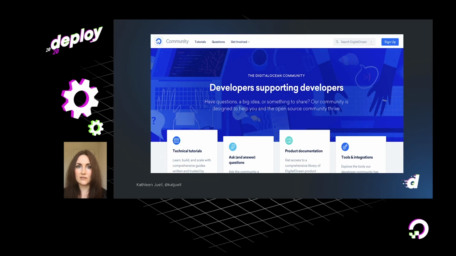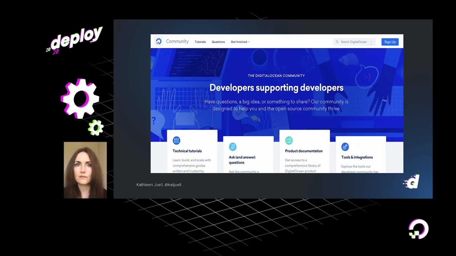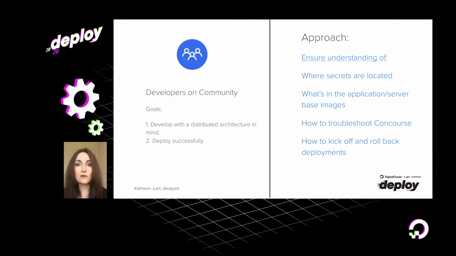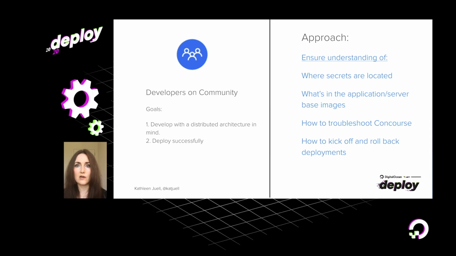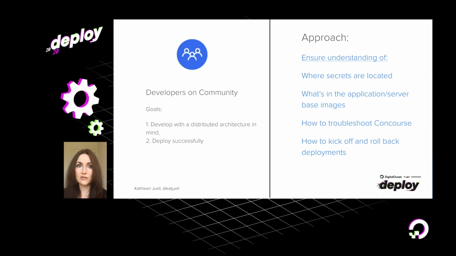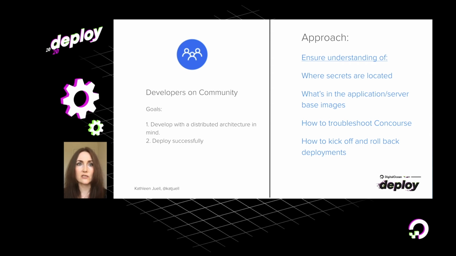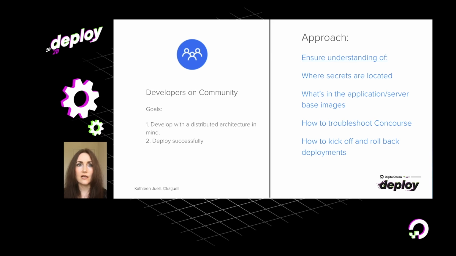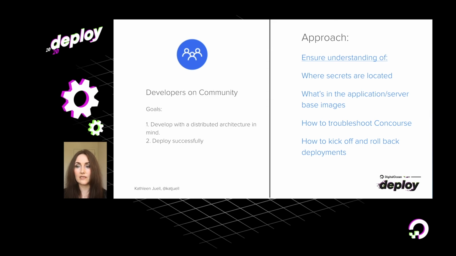Overall, we focused on taking a highly operational approach to information sharing. Some of the topics that we focused on, making sure that everyone understood as we moved forward towards the final rollover, included things like understanding where secrets are located, understanding what's in the application and server base images, how to troubleshoot Concourse, right, and then how to kick off and roll back deployments.